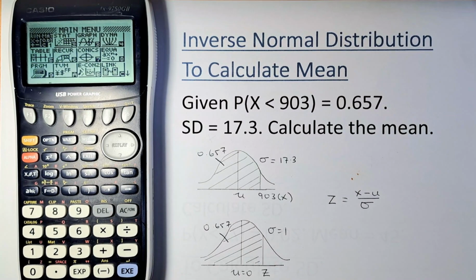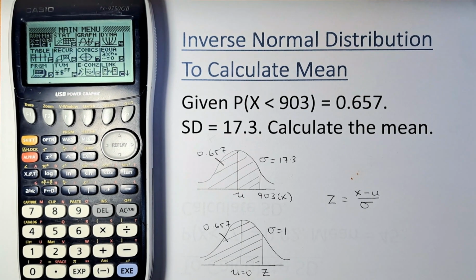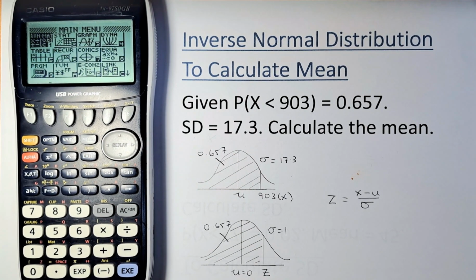Good day. We are going to use the graphic calculator to use the inverse normal distribution to calculate the mean and standard deviation. First, we will calculate the mean. The question is, given that the probability of x is less than 903 is equal to 0.657 and the standard deviation is given by 17.3, we are going to calculate the mean.